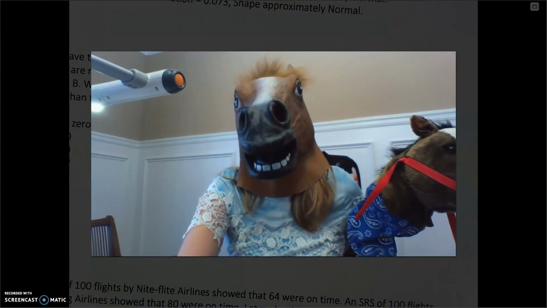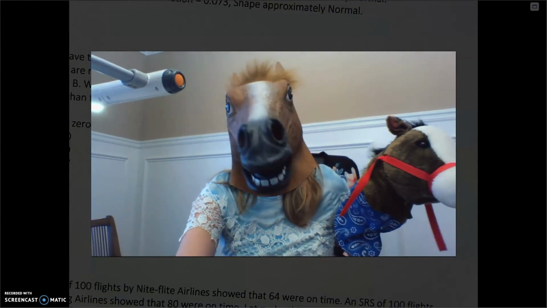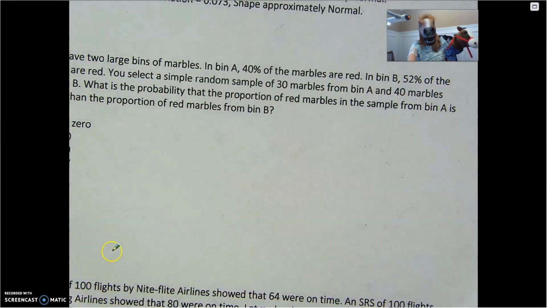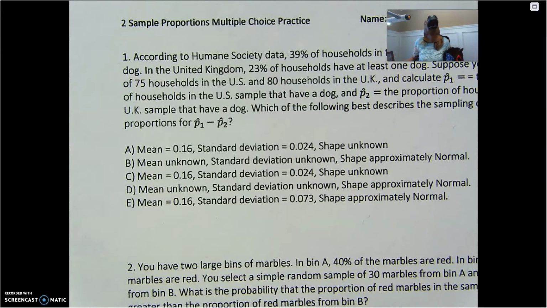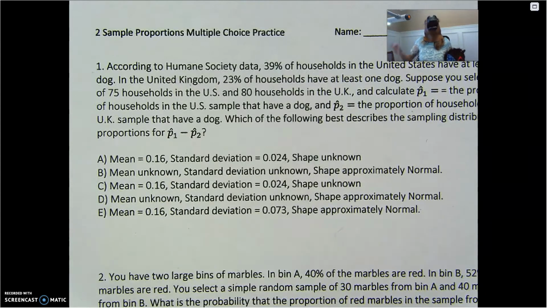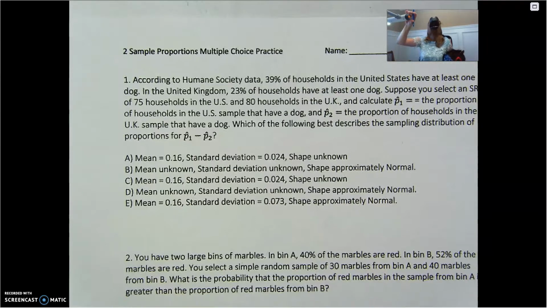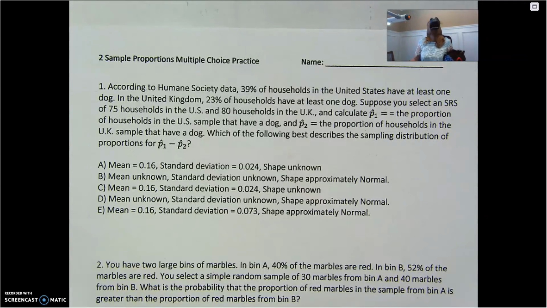All right, let's take a look at some of these problems, shall we? All right, let's see what we have here. According to Humane Society data, this is harder than I thought it would be. Ooh. There we go.